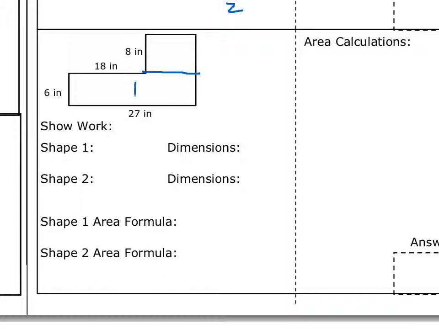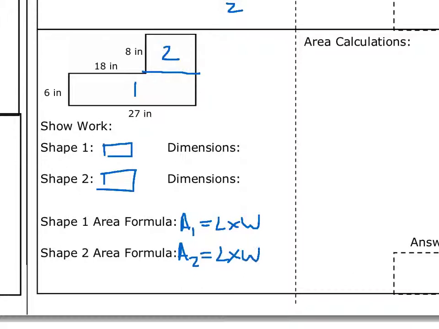Make sure that you label shapes 1 and 2. Shape 1 is a rectangle. Shape 2 is a rectangle. So the area for shape 1 is length times width. The area for shape 2, it's a rectangle, so it's length times width. So that means for each of these, I need a length and a width. Starting with rectangle number 1. Fernando, what are the length and width of rectangle number 1?